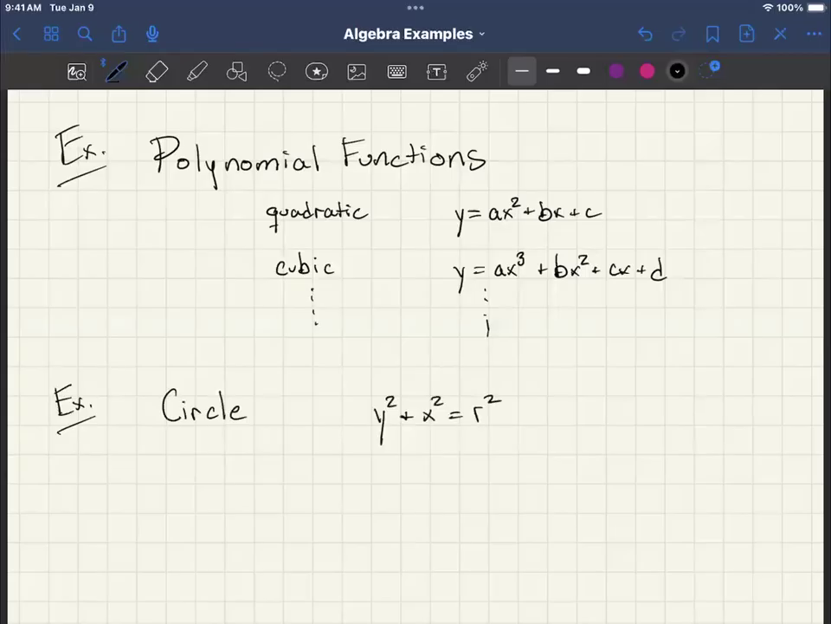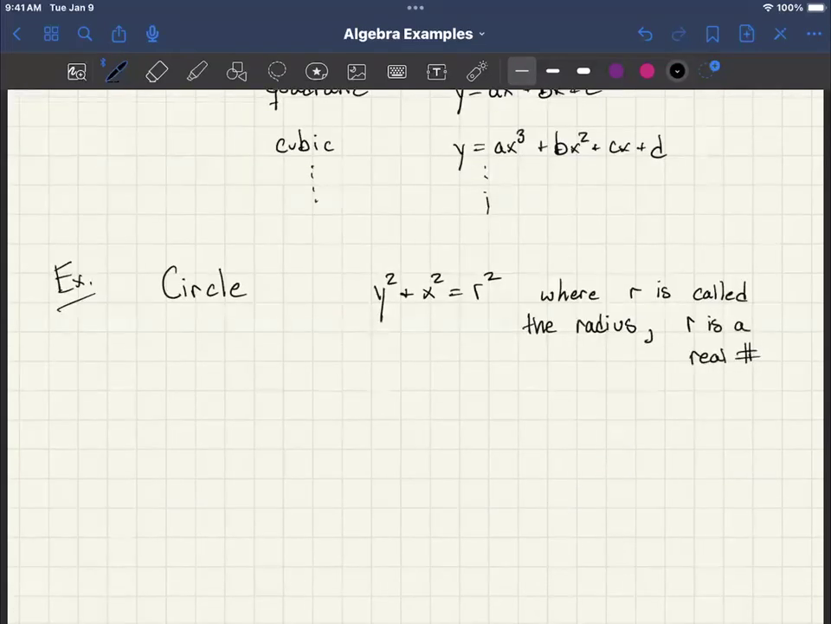These are the functions that have the form y squared plus x squared is equal to r squared. And in this case, where r is called the radius, it's the radius of a circle, r is a real number. Right. And so in this case, let's see if we draw up our little graph. There we go.